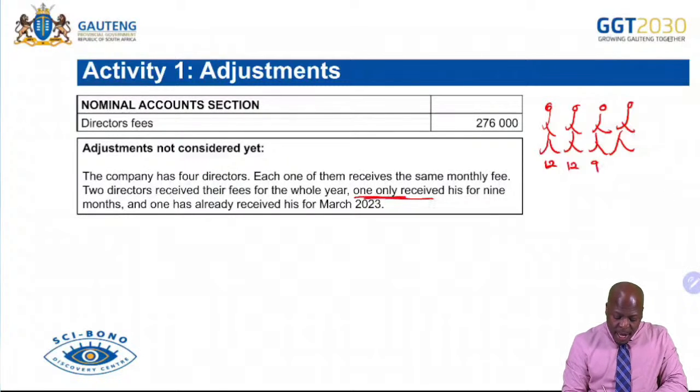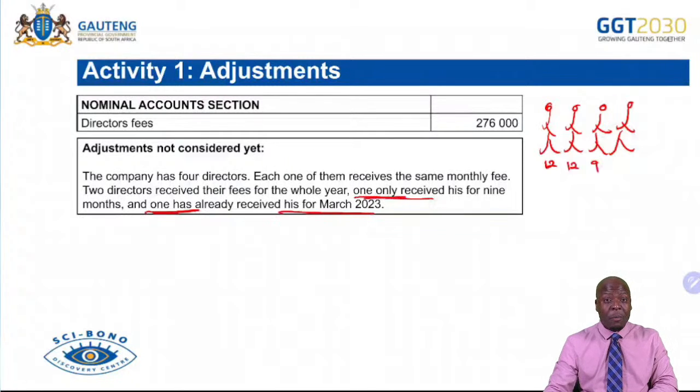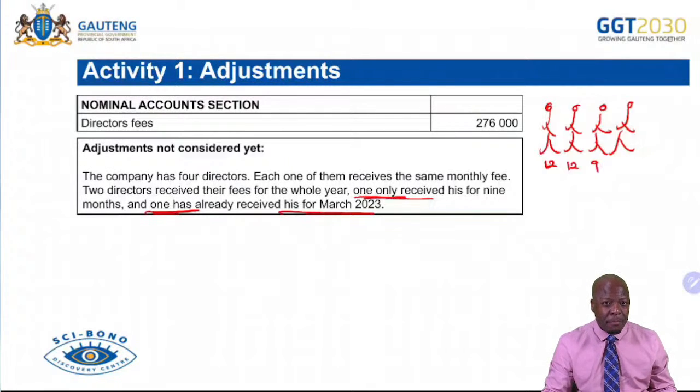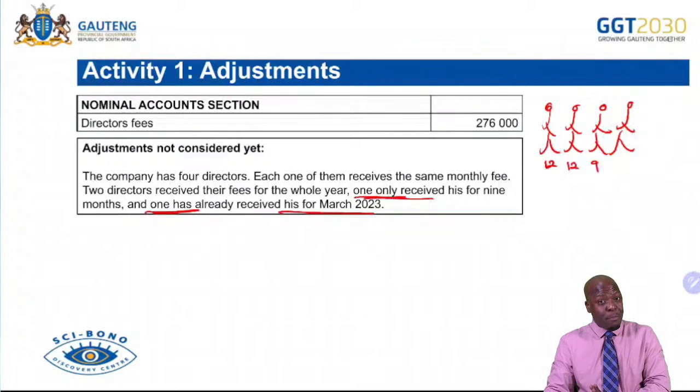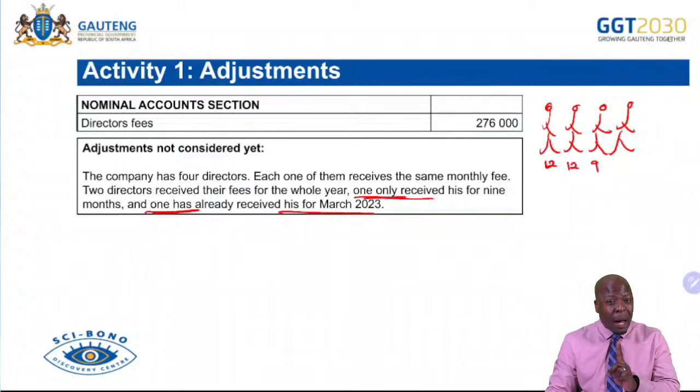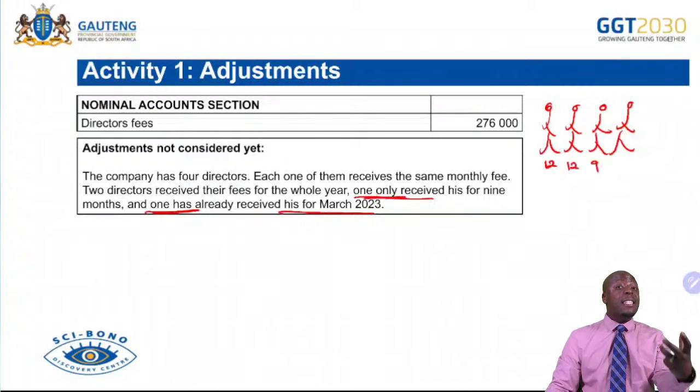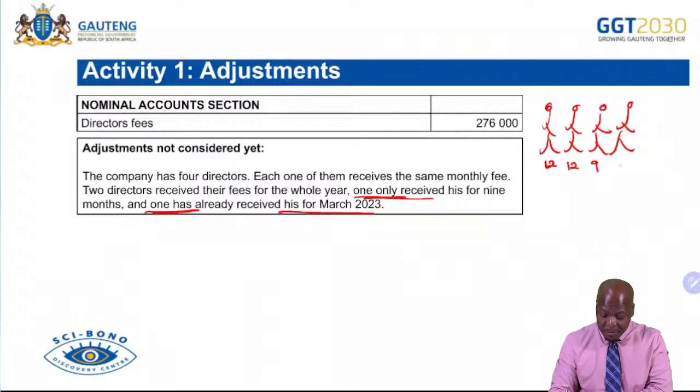Let's see here. And one has already received for March. Oh, so the 4th director has already received for March. When is March, by the way? The financial year, remember what I said. It begins in March, it must end in February. The moment we begin to talk about the next March, it's a prepaid expense already. We're paid in advance. So this guy is not 12, it's not 9, it is actually 13. Are you still following me?